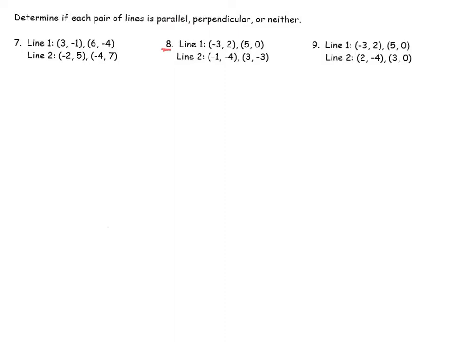For the next one, problem 8, start off the same way. I can go through, label my points. We'll say the first one is x1, y1, second one is x2, y2. And then let's start plugging all our values into our equation. So I'll start off with the slope of line 1. Looks like we're going to have y2 minus y1 and x2 minus x1.